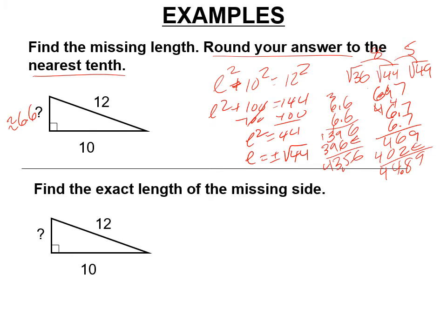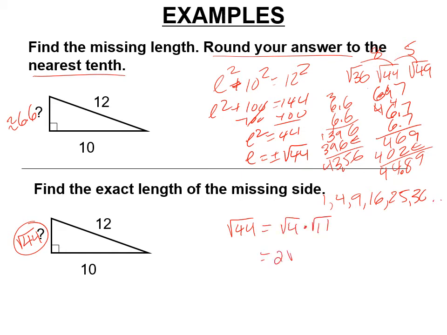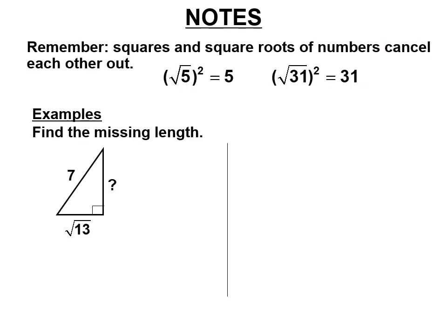Find the exact length of the missing side. Well, we've already done that. What was the exact length? Positive the square root of 44. But what's wrong with the square root of 44 as an answer? Not simplified. You have to look to see if it has one of the numbers from the perfect square list as a factor. And it does. It has 4. So we simplify that, and it's 2 times the square root of 11. Remember, squares and square roots of numbers cancel each other out.